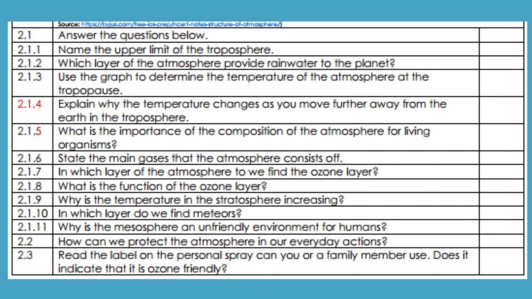2.1.7 In which layer of the atmosphere do we find the ozone layer? 2.1.8 What is the function of the ozone layer? 2.1.9 Why is the temperature in the stratosphere increasing? 2.1.10 In which layer do we find meteors? 2.1.11 Why is the mesosphere an unfriendly environment for humans? 2.2 How can we protect the atmosphere in our everyday actions? 2.3 Read the label on the personal spray can you or a family member use. Does it indicate that it is ozone friendly?